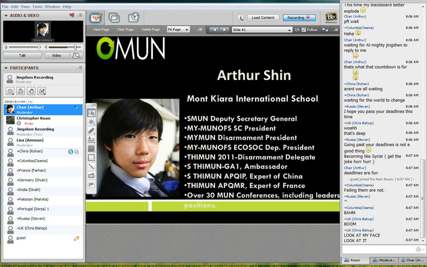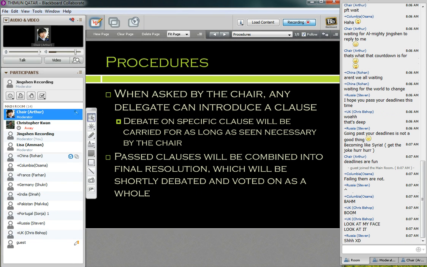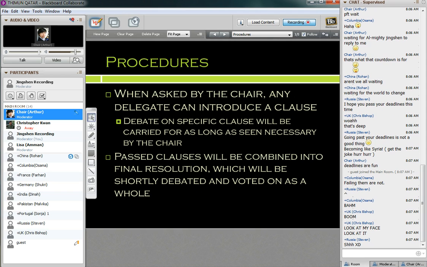I've had the prestige of participating in a lot of O-MUN debates as well as many other ones. So now let me go through the procedure. For this debate, it is a hybrid between APQ advisory panel and Security Council debate procedure.